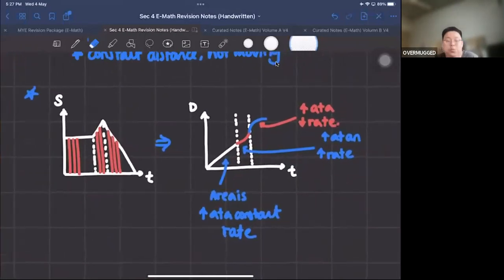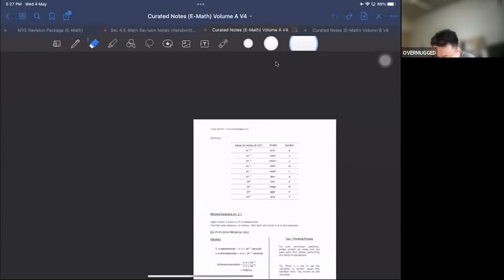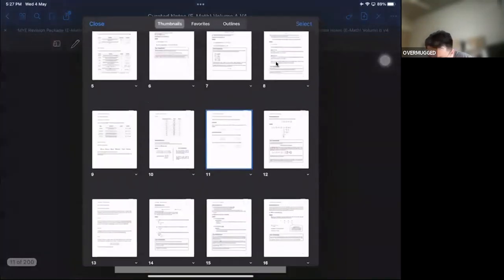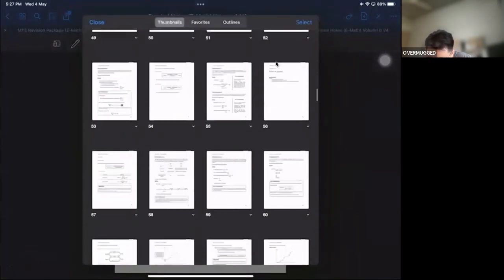Now comes the scary part. How do we convert between speed time graph and distance time graph? Unfortunately, I don't have the time to physically go through them one by one, but I can show you this that will help. So I'll go into my curated notes first.